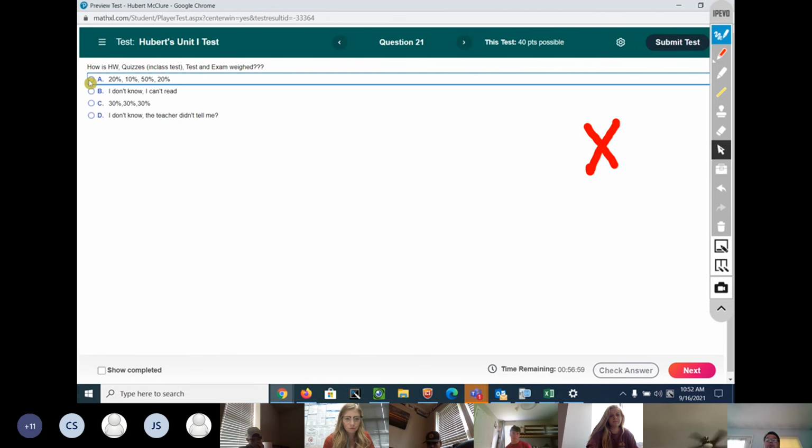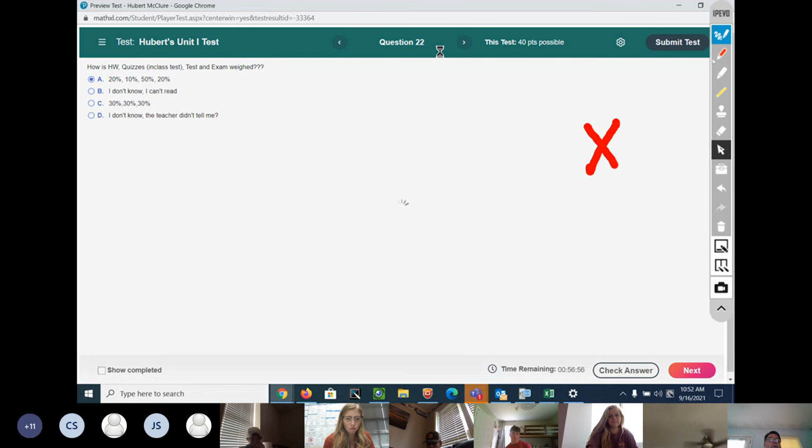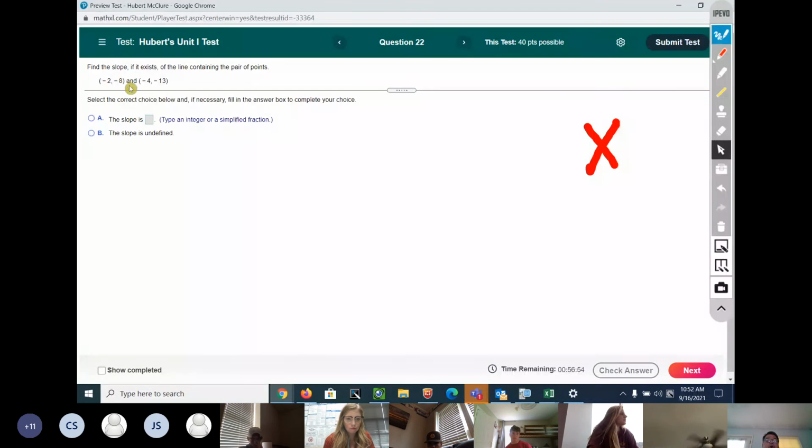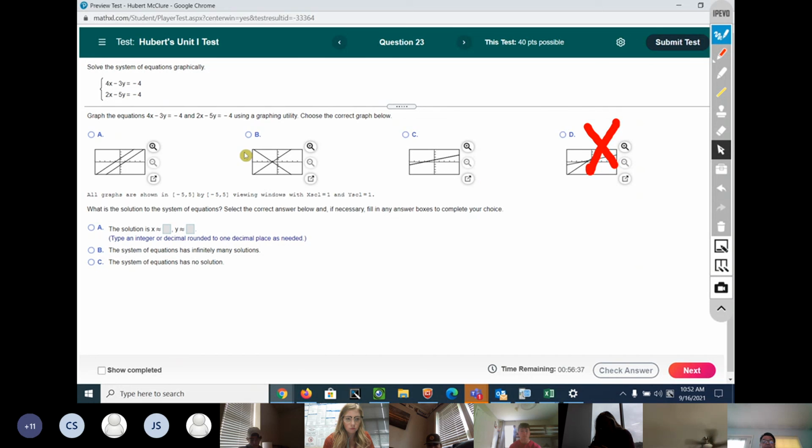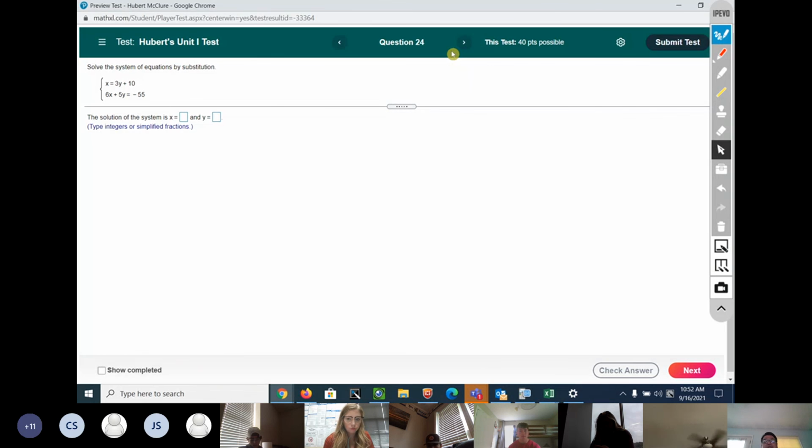20, the only one that equals 100. There's slope. We did one of those for homework. There's the slope right there. Find the slope: y sub 2 minus y sub 1 over x sub 2 minus x sub 1. Find the system of equations graphically. You do that in the calculator. You see, there's some questions that won't take very long. Solve using substitution. They already solved. You plug in 3y plus 10 for x and solve it.